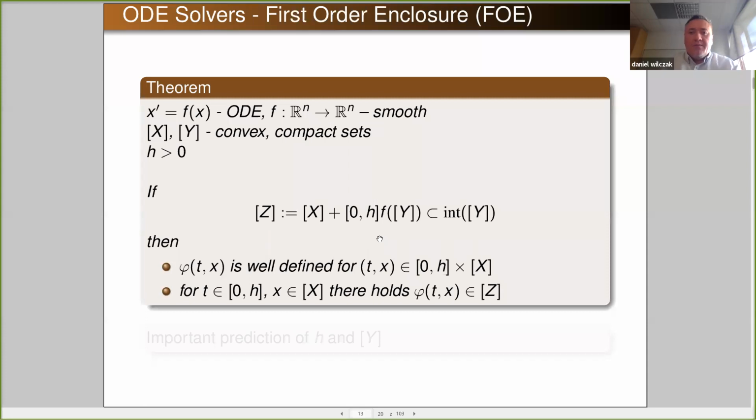Here is a little theorem, well known. Assume that we have some guess. Y is a convex set. This is given from some prediction. And if we can enclose the interval hull of this quantity, so we add to the set of initial conditions all possible directions of the vector field for the times between 0 and h, and this inclusion holds true, then Y is a rough enclosure for the flow.